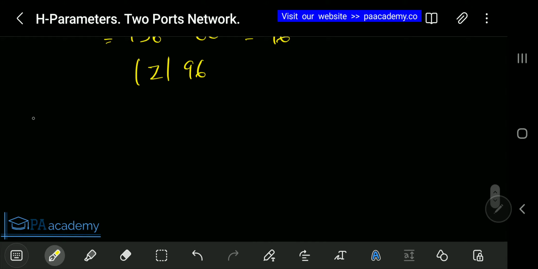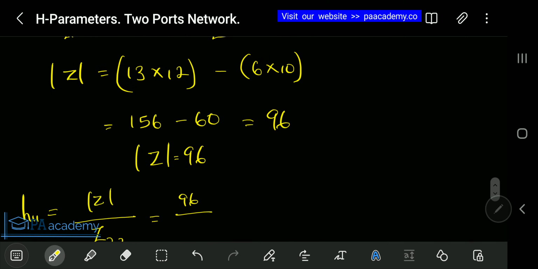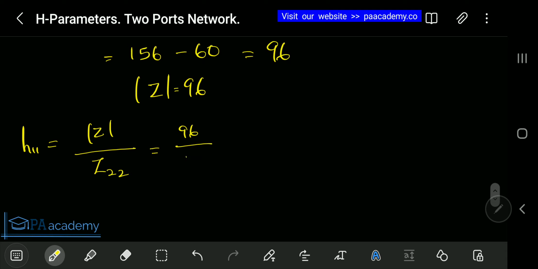So for us to get our h11, from the conversion I shared earlier in the previous video, using z values, it's going to be the determinant of z divided by z22. And what would that give us? That's 96 over, what's our z22? Z22 is 12. 96 divided by 12. And what would that give us? It will give us 8.